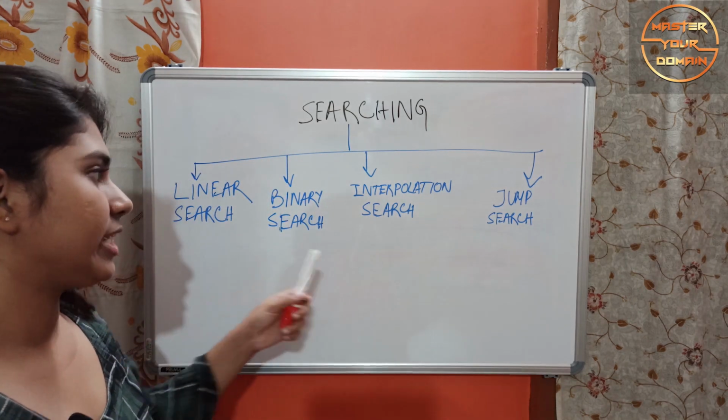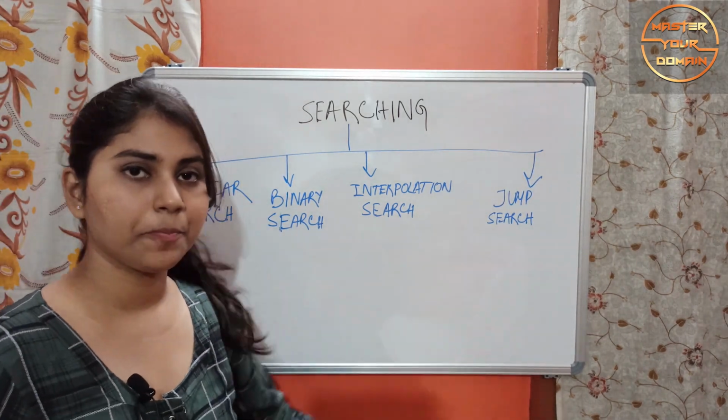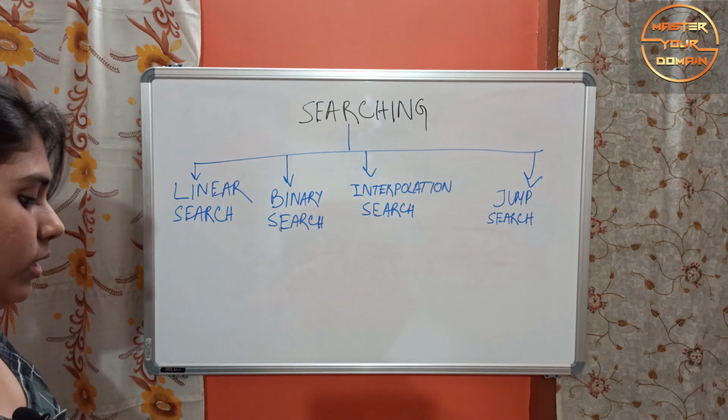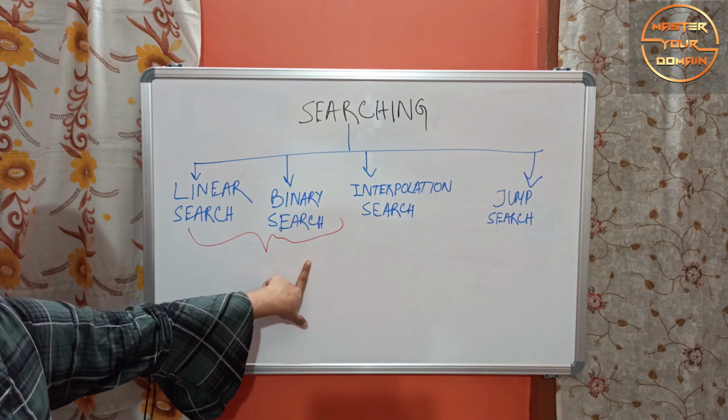So these are the 4 searching algorithms: linear search, binary search, interpolation search, and jump search. But today we are going to discuss these 2 topics, that is linear search and binary search. These are the most important topics.